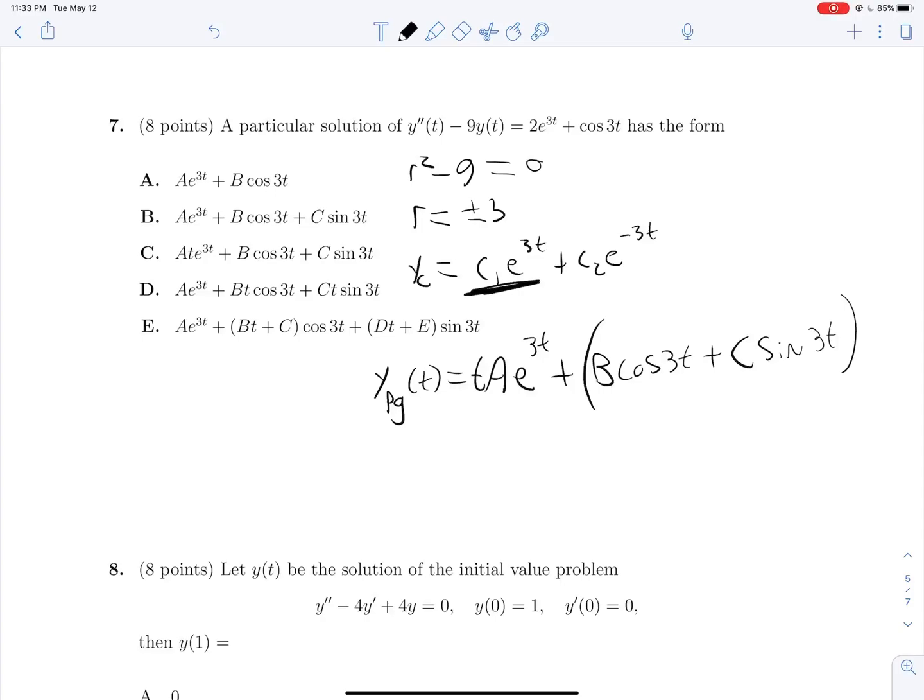And that gives us what? That's option C for number 7. That is correct.